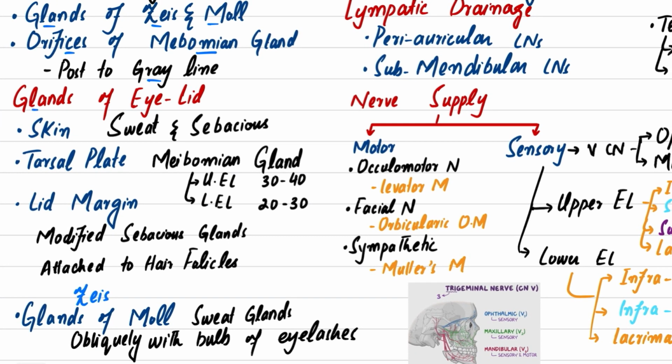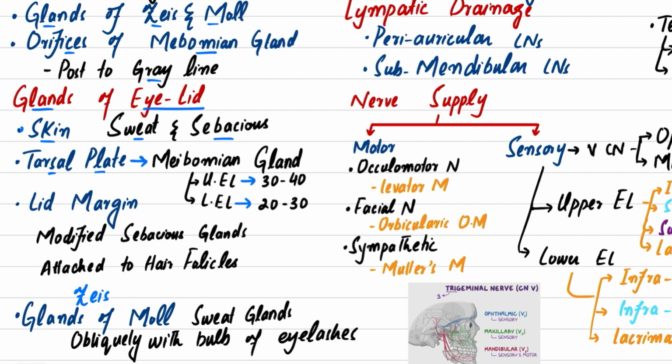Then we have glands of the eyelid. First of all, in the eyelid we have skin, and the associated glands with the skin are sweat and sebaceous glands everywhere. Then we have the tarsal plate. In the tarsal plate we have glands called meibomian glands. These meibomian glands have oily secretions. Now in the upper eyelid there are 30 to 40 meibomian glands. In the lower eyelid there are 20 to 30 meibomian glands. It means the upper eyelid has more meibomian glands than the lower eyelid. So the chances of a disease of the meibomian glands will be higher in the upper eyelid as compared to the lower eyelid.